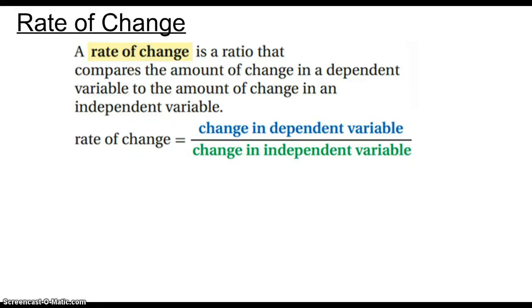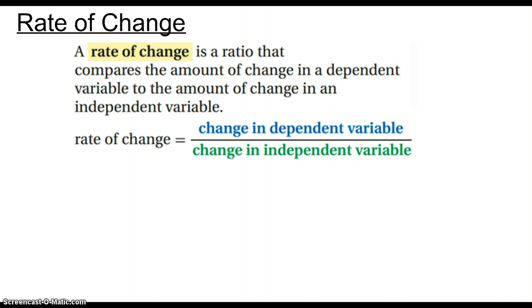The first topic for today is called rate of change, and you can see a definition right here. It is a ratio that compares the amount of change in a dependent variable to the amount of change in an independent variable. And then we can show that with this formula here too. So change in dependent over change in independent, and we get a ratio that's set up there.